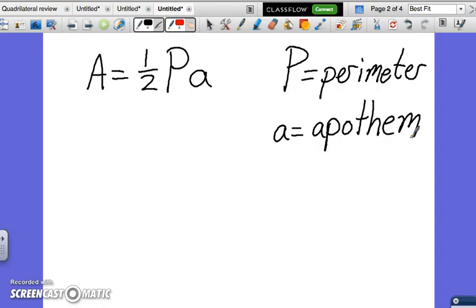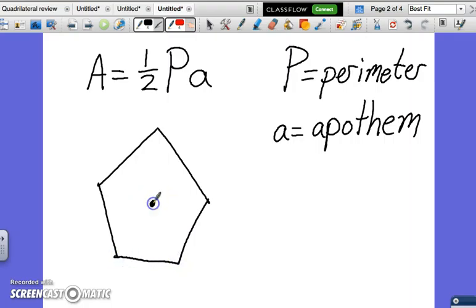So what is an apothem? If we're looking at any polygon, let's just take this pentagon right here. If we look at the center of this thing, we could draw a circle that goes all the way around this figure, so that all the vertices are on it. In other words, we could circumscribe this.